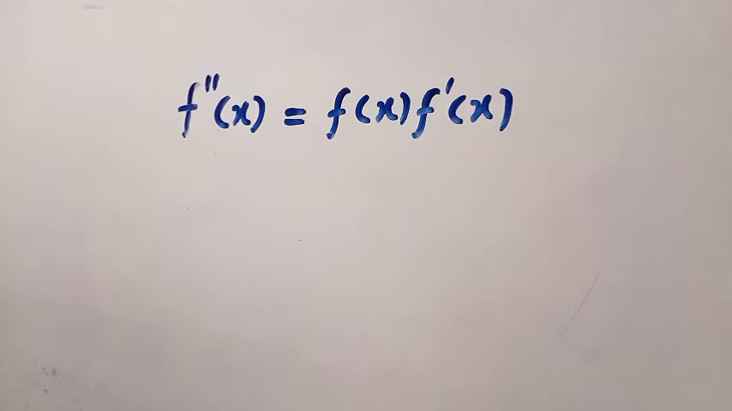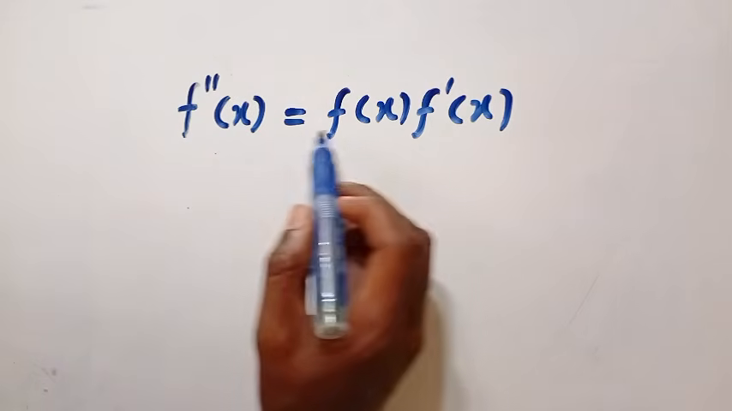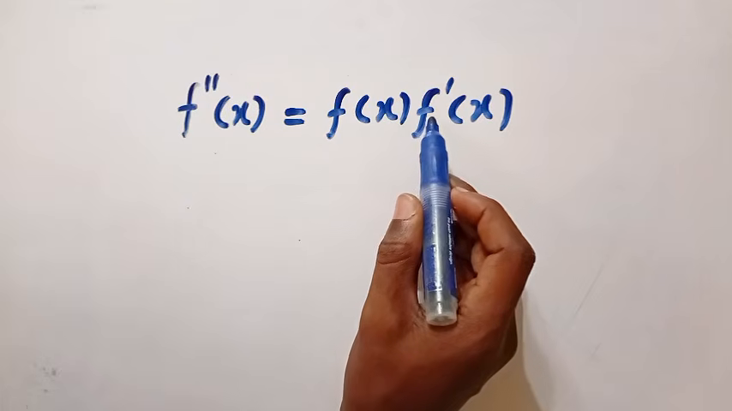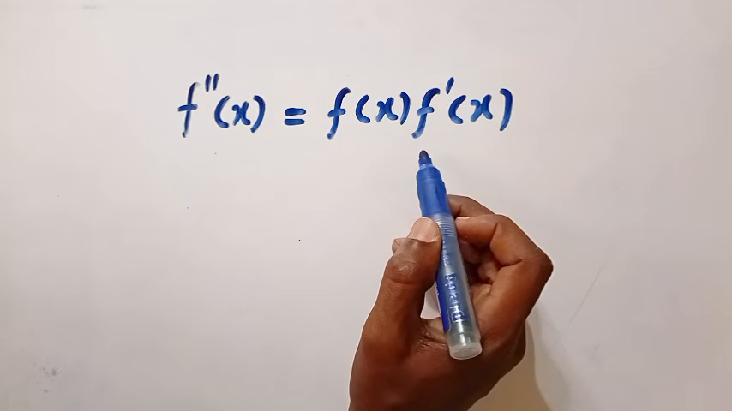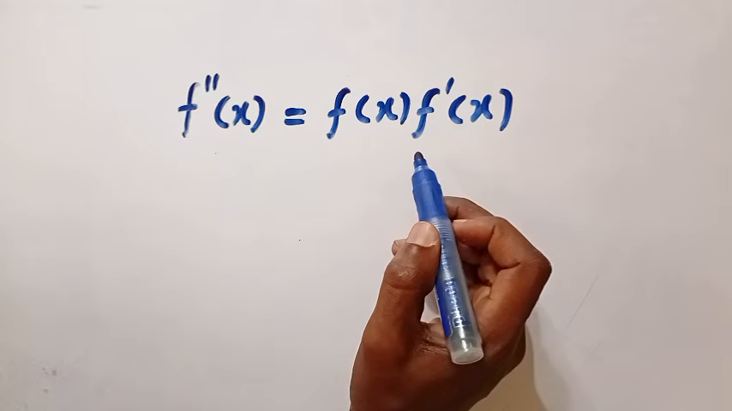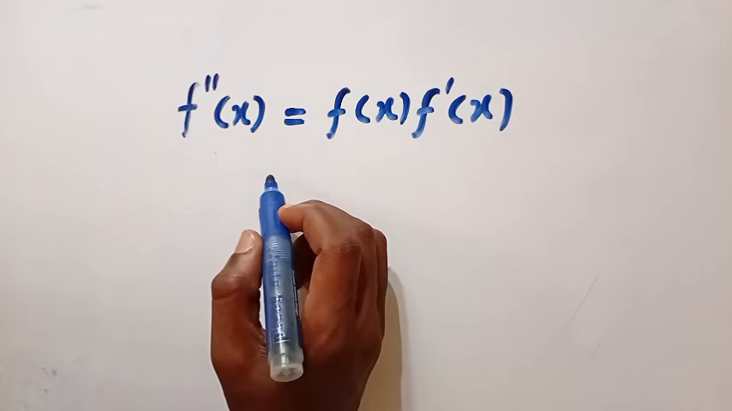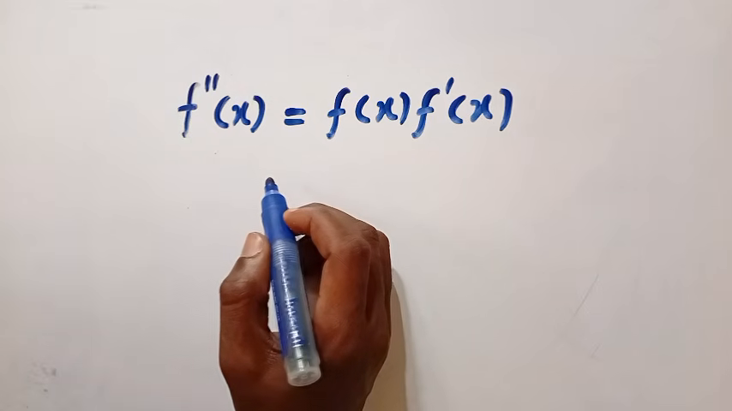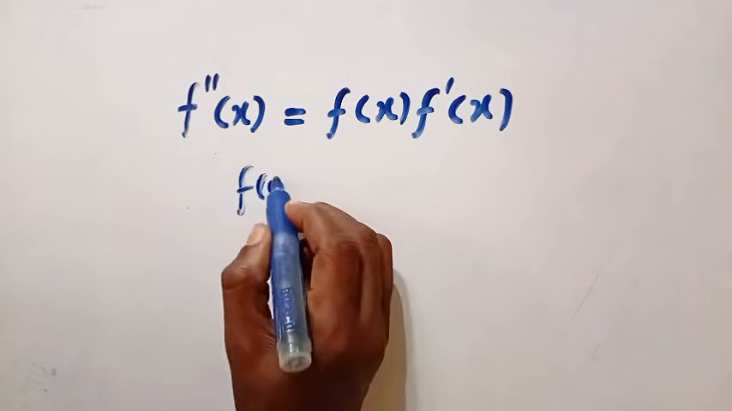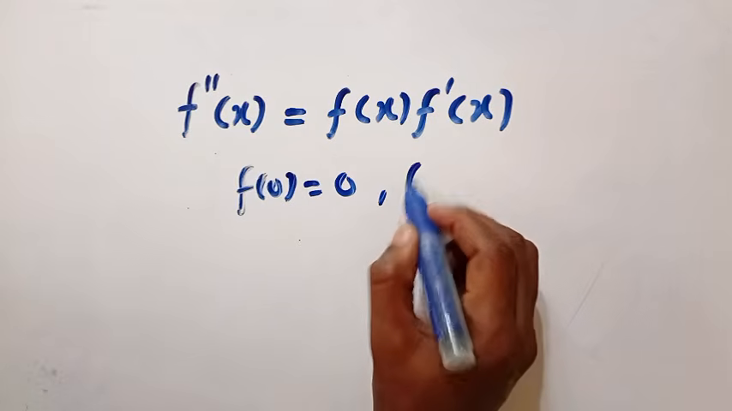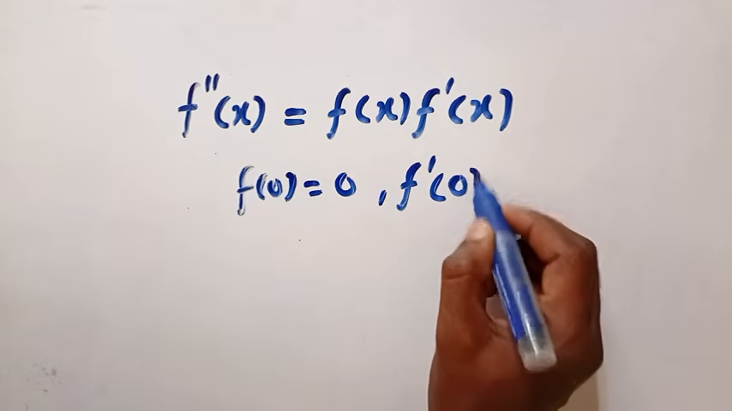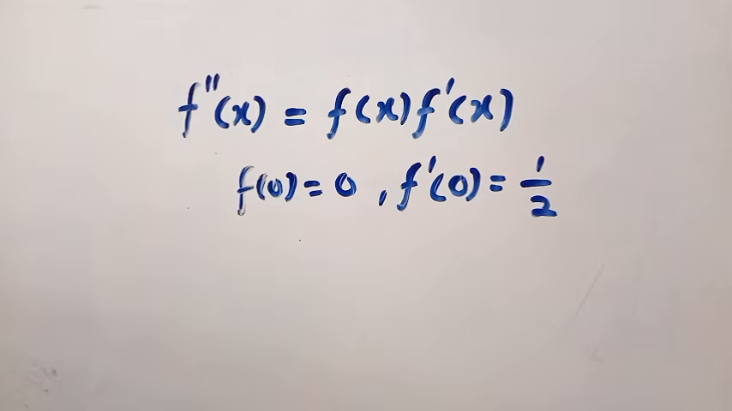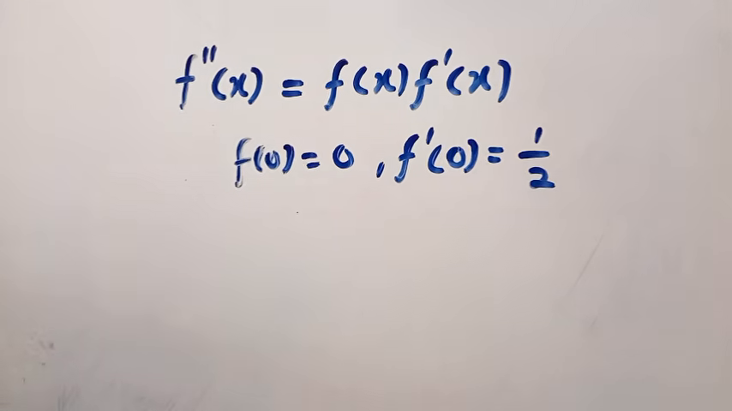This is a function that has derivatives. We have f prime prime of x equals f of x multiplied by f prime of x. This question is not alone. It has some subordinates, which are the boundary conditions. The first boundary condition is f of 0 equals 0, and f prime of 0 equals 1 over 2. These are the two boundary conditions, but we want to get f of x.